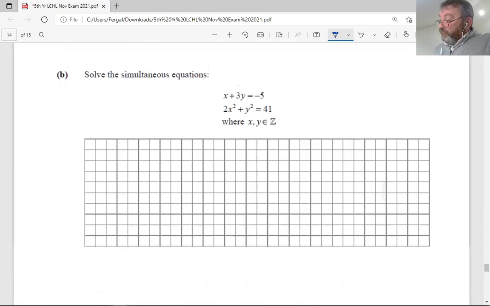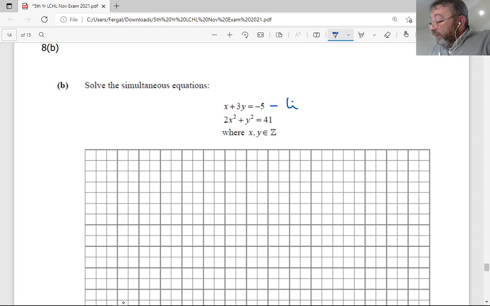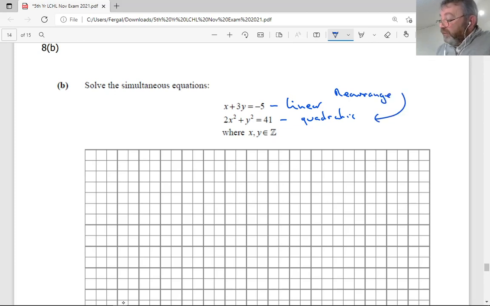Okay. And this one, solve the simultaneous equations. Now this again is an algebraic simultaneous equation where one is linear and the other one is quadratic. Now when we were doing these in class, there was only one way to do them, and that was to rearrange the linear, and then you substitute it into the quadratic. So if I take down x plus 3y equals minus 5 and rearrange it, it tells me that x is equal to minus 5 minus 3y.